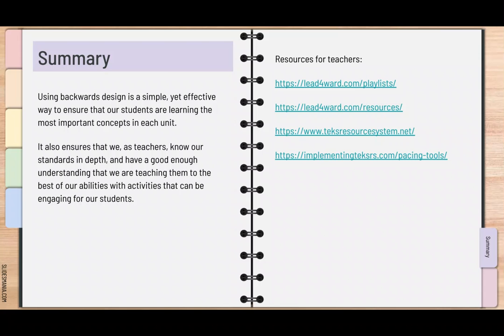And then we have the Implementing TEKs resource pacing guides, and these are going to be very helpful in breaking down your TEKs and making sure that you are following all of the TEKs necessary in order to cover all your TEKs for the assessment.